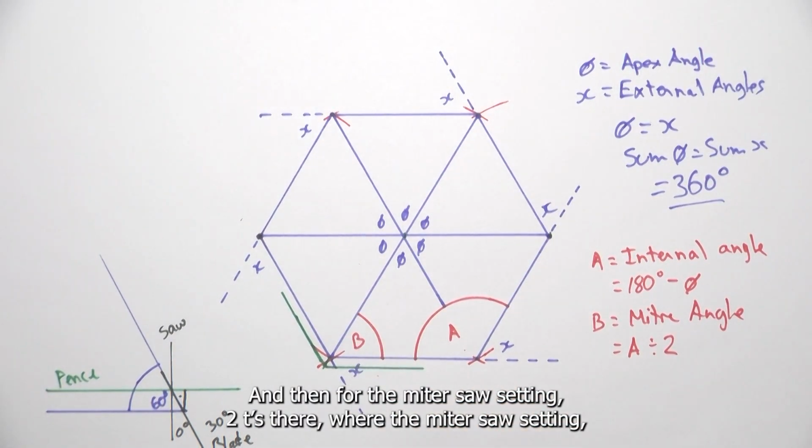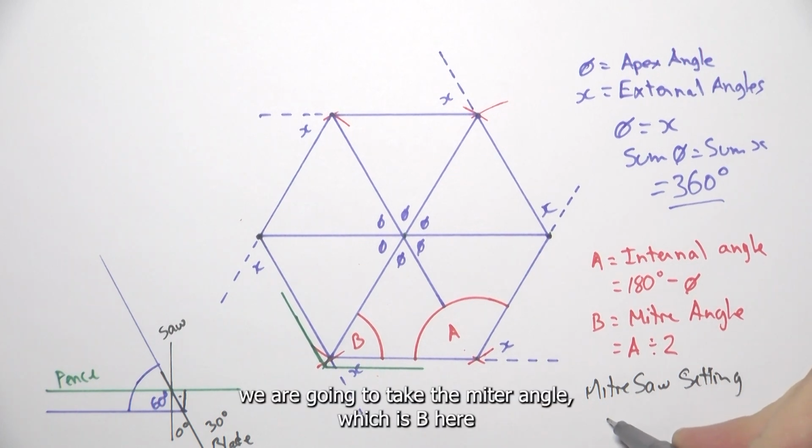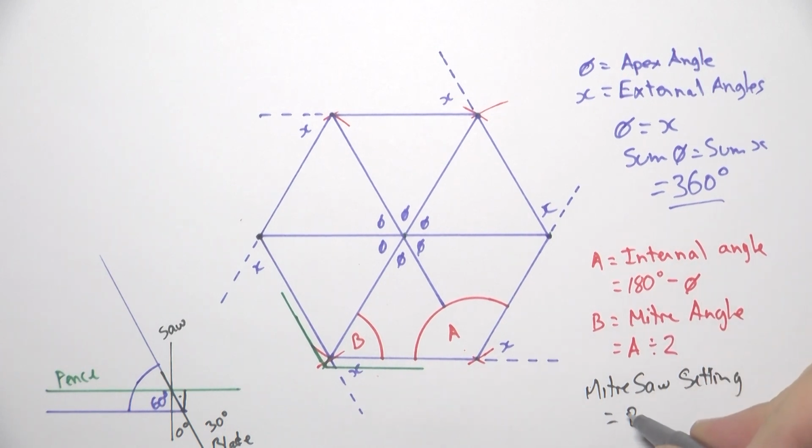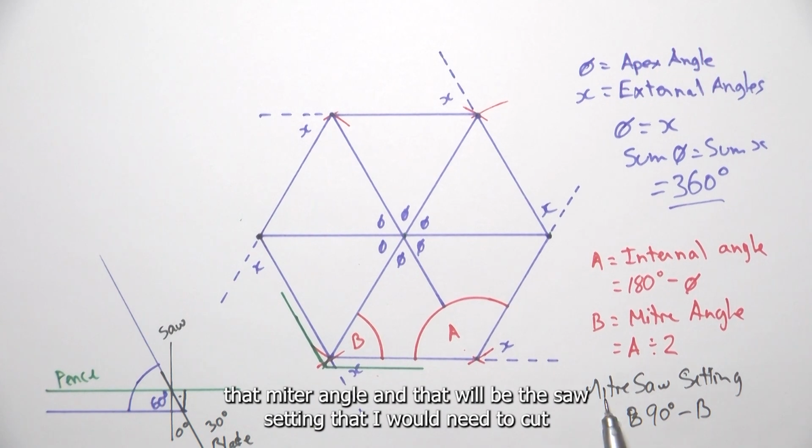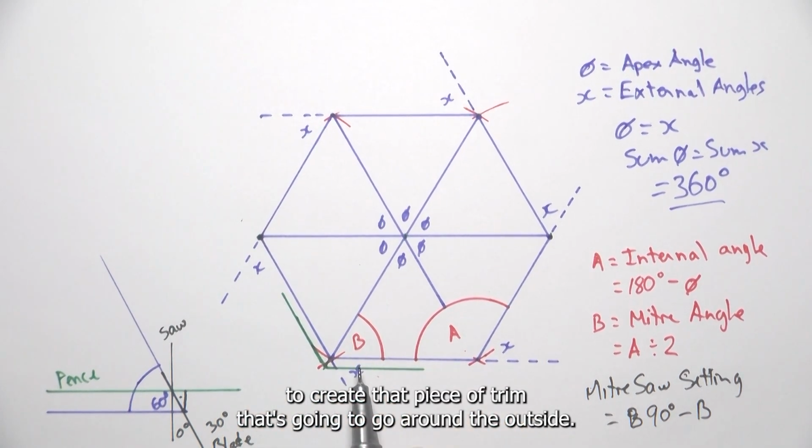And then for the mitre saw setting, we are going to take the mitre angle, which is B here, away from 90, right? So I kind of wrote that wrong there, sorry. It's going to be 90 degrees minus that mitre angle. And that will be the saw setting that I would need to cut to create that piece of trim that's going to go around the outside.